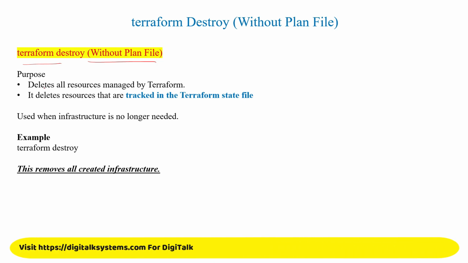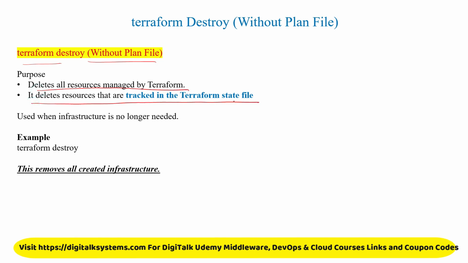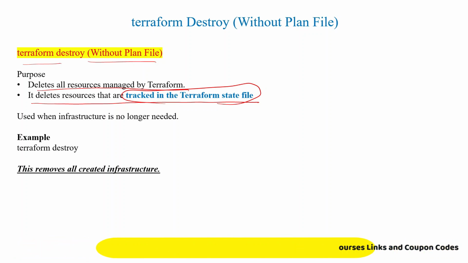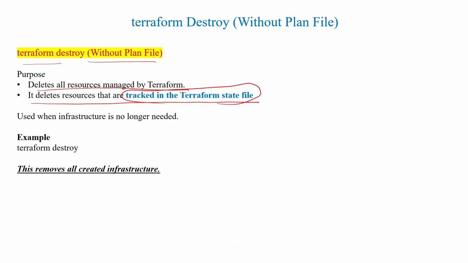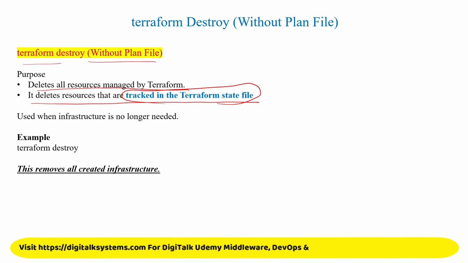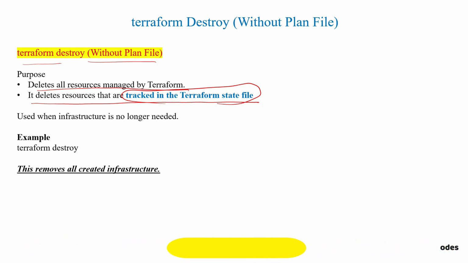The purpose of Terraform destroy is to delete all the resources managed by Terraform. It deletes resources that are tracked in the Terraform state file. One thing you have to note down: the Terraform state file only maintains the resources that have been created by Terraform, not other resources. That means if you logged into your AWS console and configured some resources there, those will not be tracked.